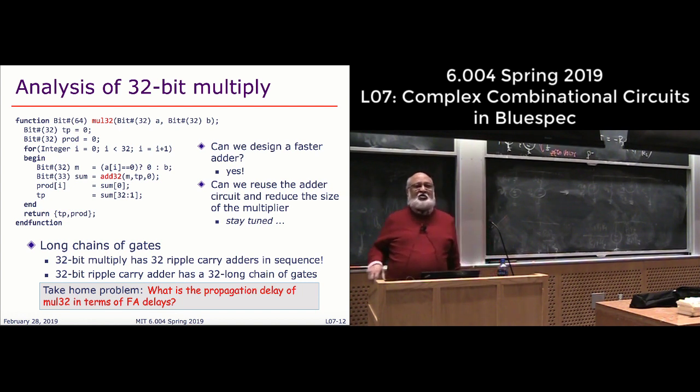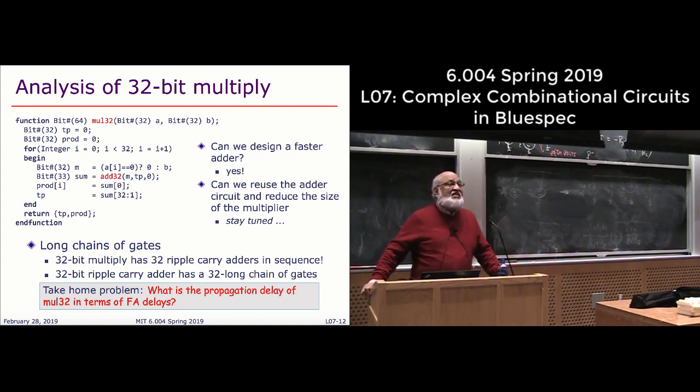I wanted to come to the take-home problem first. I want you to think about how much the delay in this circuit is. And if you're sloppy, you're going to give me the answer 32 full adder square. It can be worse than that. The question is, is it really that much? Or is the worst case delay much better than that? So this is the problem I want you to think about.